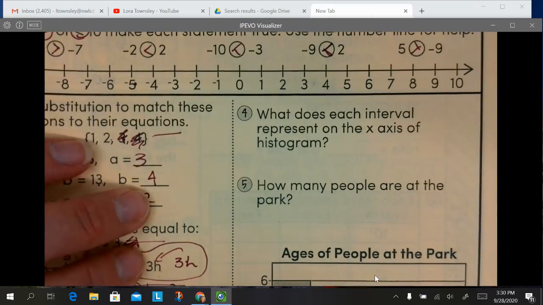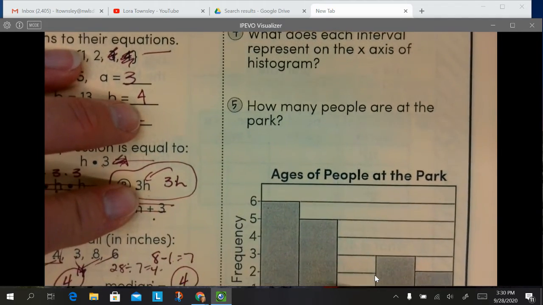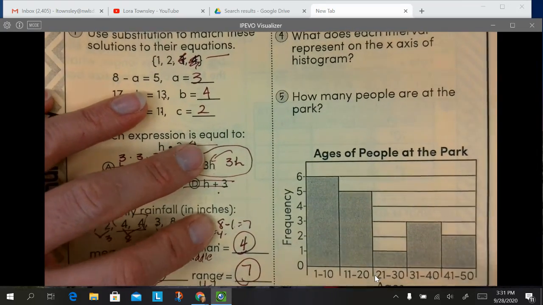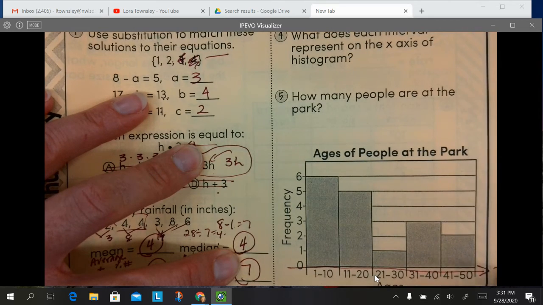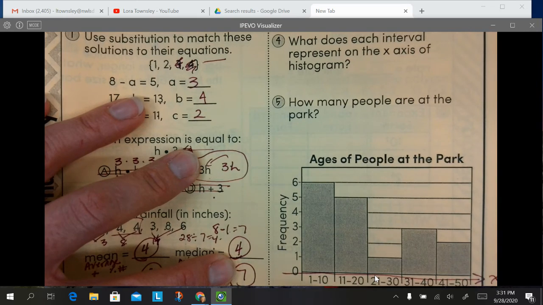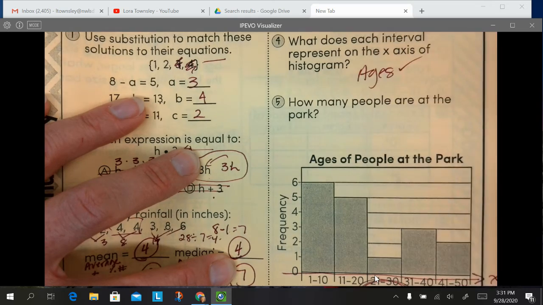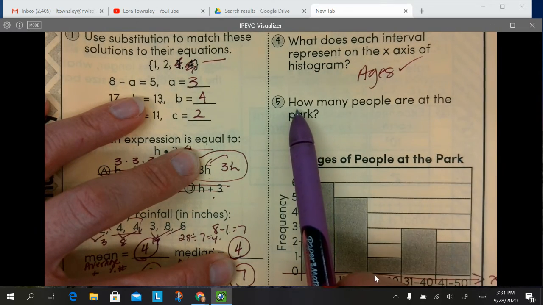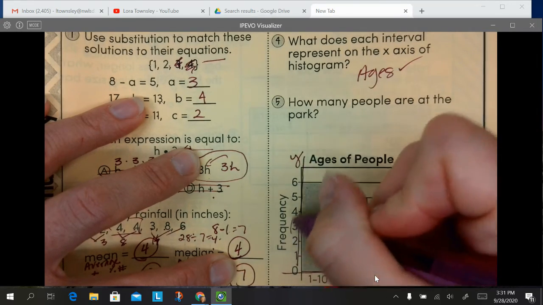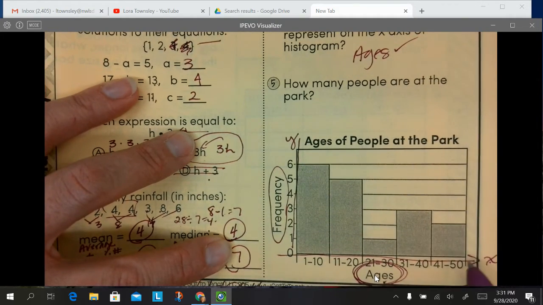Look at number 4. What does each interval represent on the x-axis of the histogram? Let me make this a little bigger so you guys can see it. The x-axis is the axis that goes left to right. So what does each interval represent on the x-axis? Well, look, ages. If they ask what was on the y up here, that would be the frequency. But for the x, it's the ages.